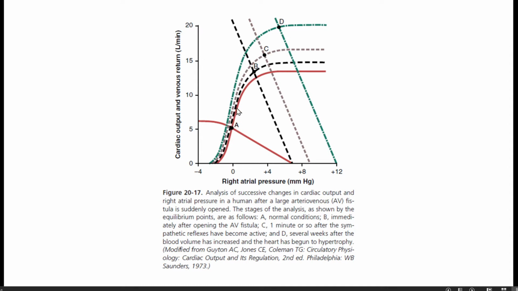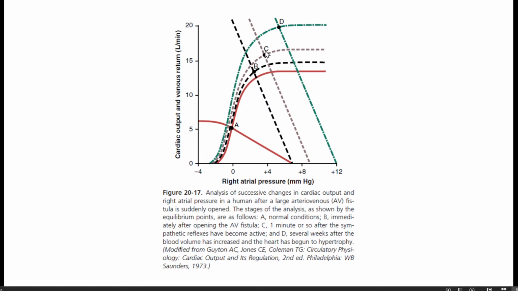So what happens when the fistula is opened? Point A will shift to point B. At point B, there is an increase in the cardiac output to 13 liters per minute, and that is understandable because you have opened the fistula. There is an increase in the venous return, and the venous return curve shifts to the right precipitously. The mean systemic filling pressure also increases to 6 or 7 millimeters mercury, while your right atrial pressure is at 3 millimeters mercury.